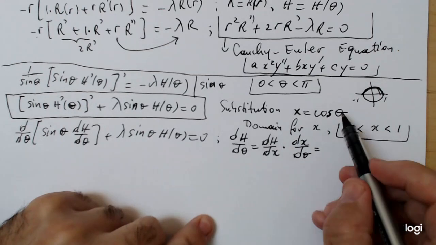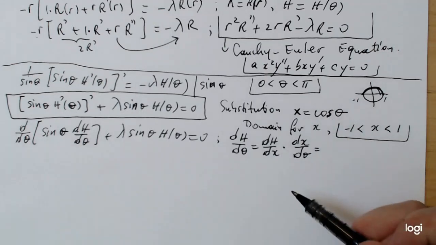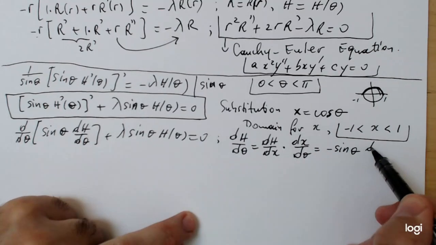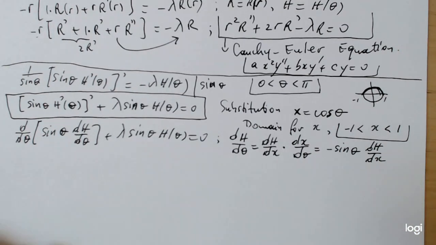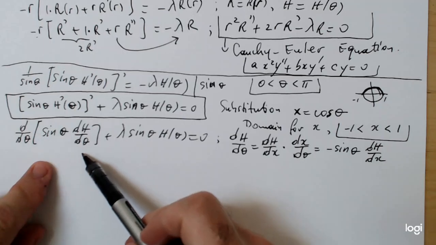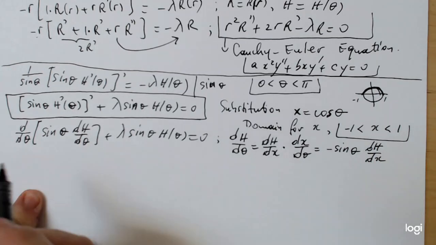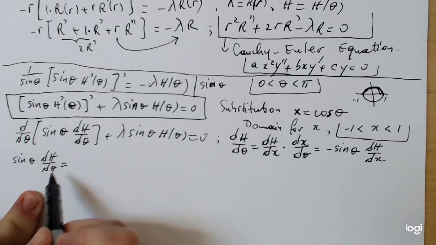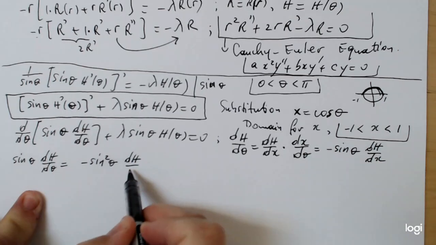Now dx d theta, notice here carefully, is going to be minus sine of theta. So dx d theta is minus sine of theta, and then dh dx. Furthermore, inside this derivative I have sine dh d theta. So if I multiply this by another sine, I get that sine of theta dh d theta is minus sine squared of theta dh dx.